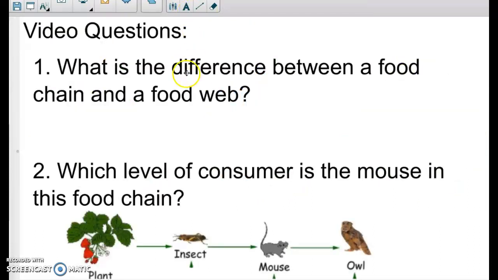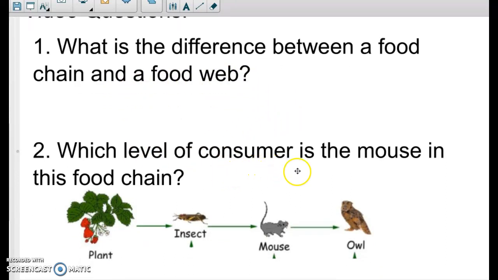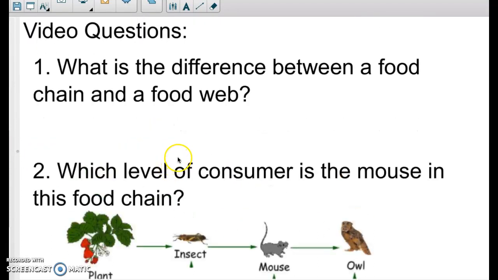I want you to go to the video notes forum and answer these two questions. What is the difference between a food chain and a food web? Let's review from our web quest. And which level of consumer is the mouse in this food chain? What is the name of this trophic level for the mouse? Is it a primary consumer, a primary producer, a tertiary consumer? What do you think? All right, so answer those on your video forum on my webpage, and I will be looking at these notes when we come back tomorrow.